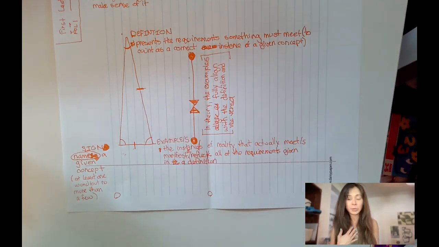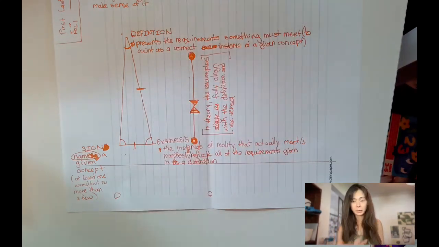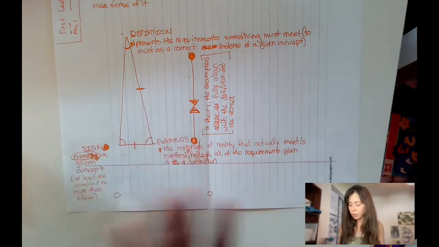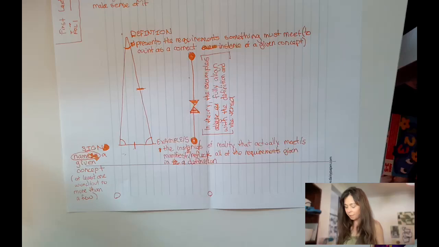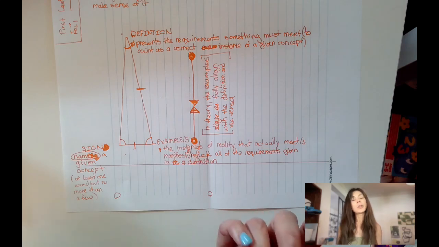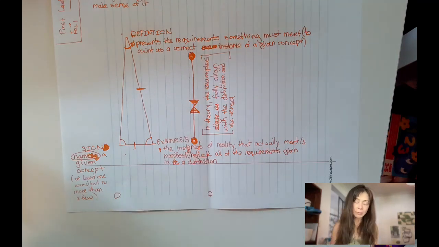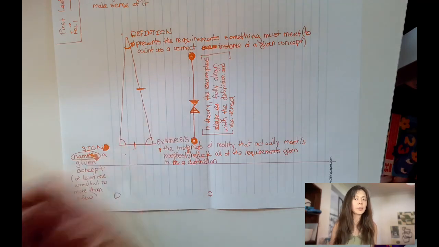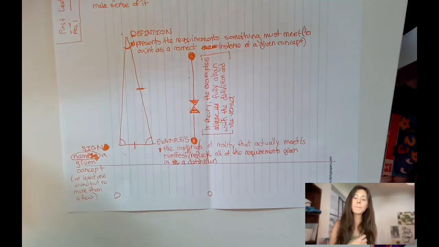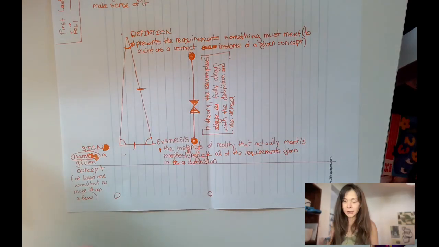What words did we highlight, or I should say circle, right? So if I circle, you circle, right? If I highlight, you highlight. What words did we circle for definition? What words did we circle for examples? If I'm talking about instances of reality that actually meet, manifest, or reflect all of the requirements for a given definition, what part of a concept am I talking about? If I'm talking about presenting the requirements something must meet to count as a correct instance of a given concept, what part of the concept am I talking about? What is that part of the concept called?